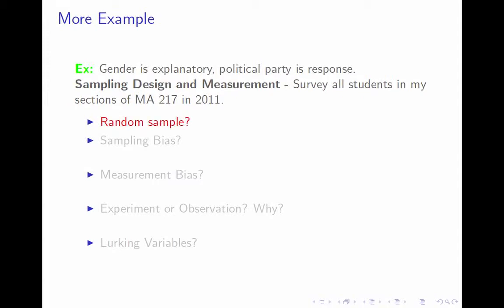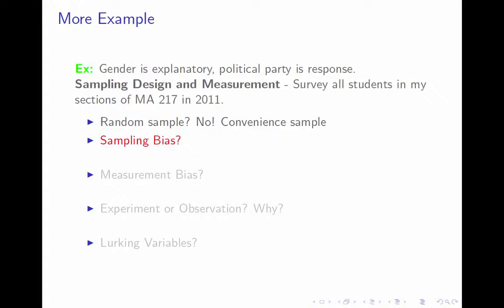Okay, some more questions. Is that a random sample? No, it's a convenience sample. Why? Because not everybody is equally likely to be chosen. Some Fairfield U students, the ones, for example, who don't take Math 217, will never be chosen.